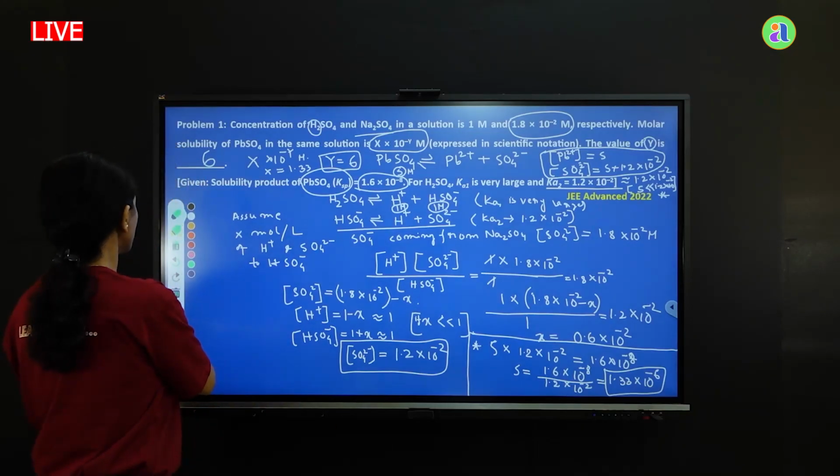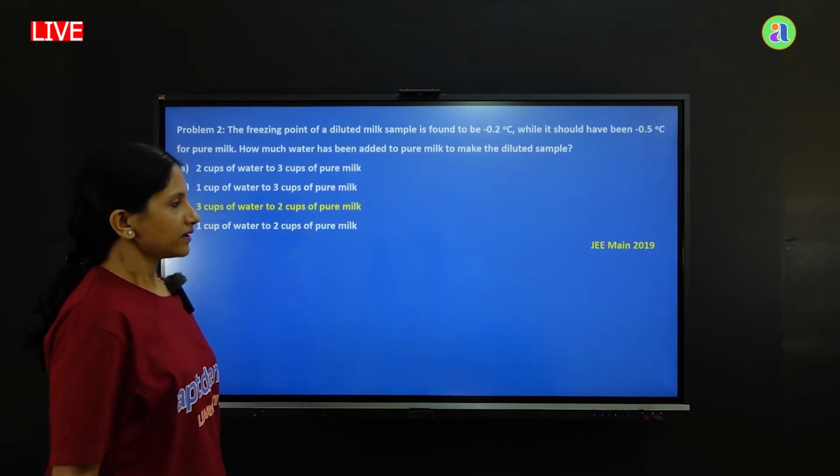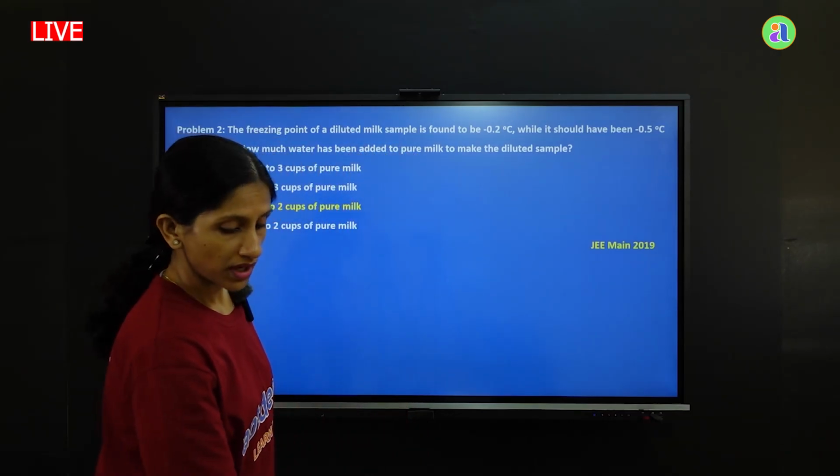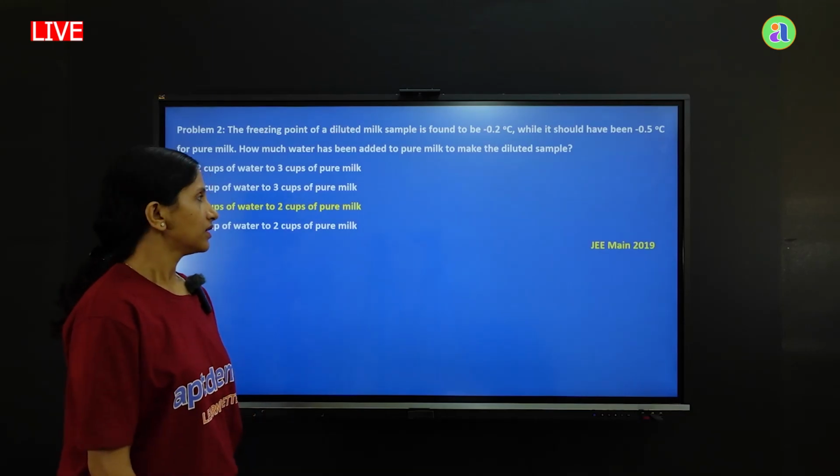Let's move on to the second one. And this problem has been taken from Joint Entrance Main Examination 2019.